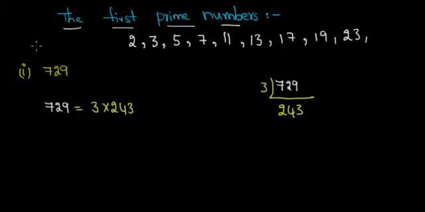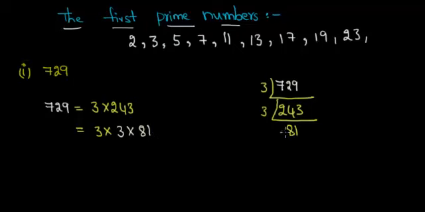Coming to the next. Here again we ask ourselves, does 2 go in 243? No. Then we see for 3, yes, 3 goes in 243. 3 times 81 is 243. Therefore, we write this factor, that is 3, as it is, and 243 is expressed as 3 times 81.